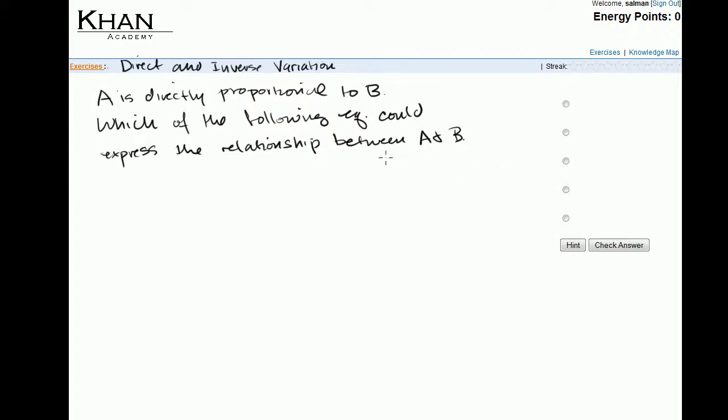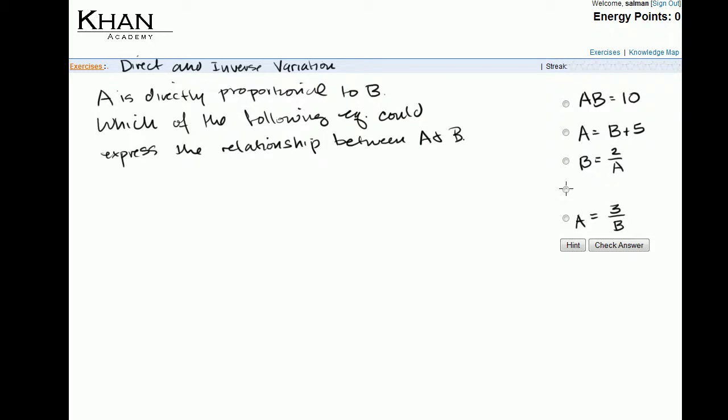So an incorrect choice would be A times B is equal to, you could put a variable there, like K, or you could put a number there, so AB is equal to 10. Another incorrect choice would be that A is equal to B plus 5. Another incorrect choice would be B is equal to 2 over A. And another incorrect choice would be A is equal to 3 over B.